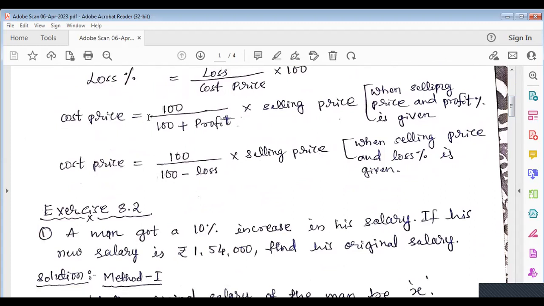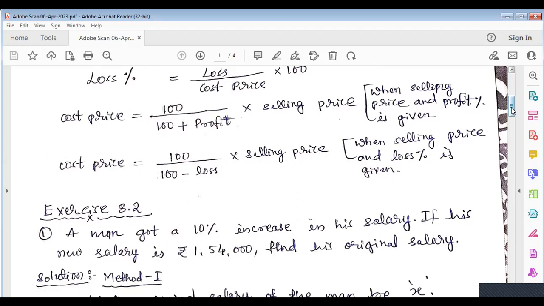Next, cost price is also equal to 100 divided by 100 plus the profit percent into selling price. When the selling price and profit percent are given, profit percent means when the profit is given in terms of percentage, this formula you will have to use. Similarly, cost price is equal to 100 divided by 100 minus loss into selling price. And when the loss is given in terms of percentage, you have to use this equation.